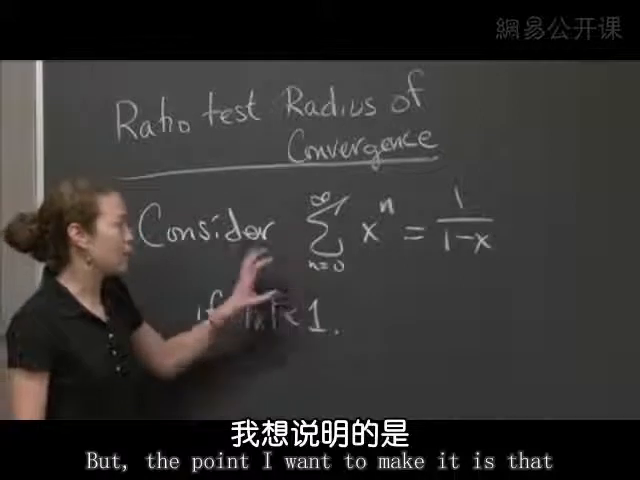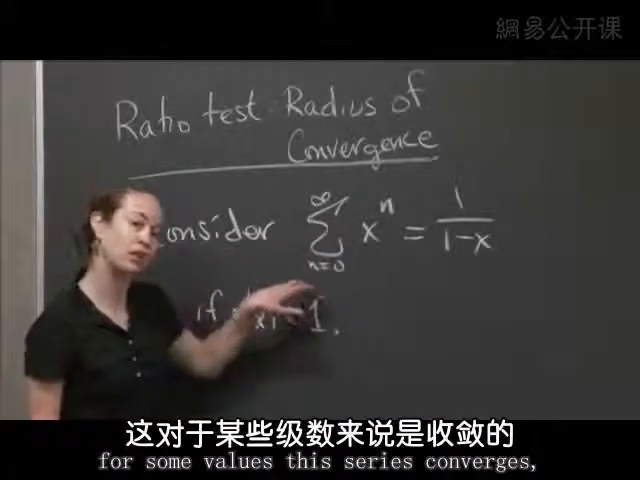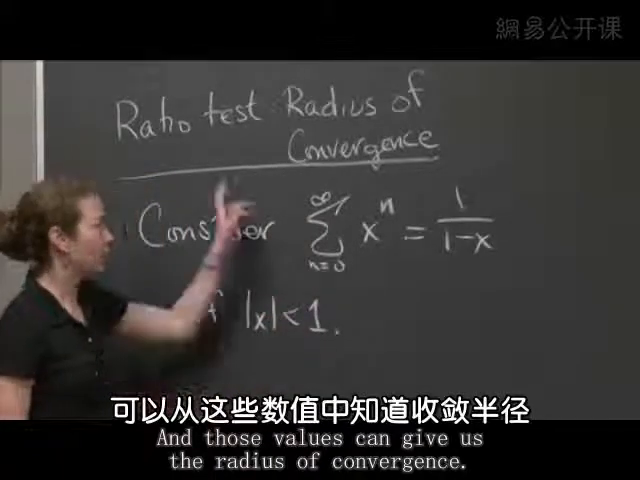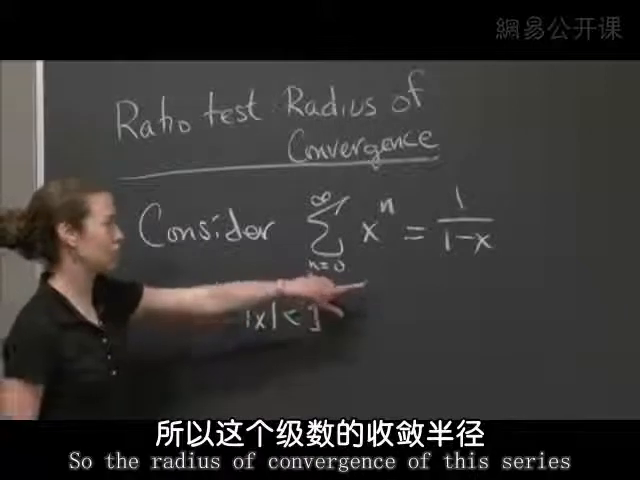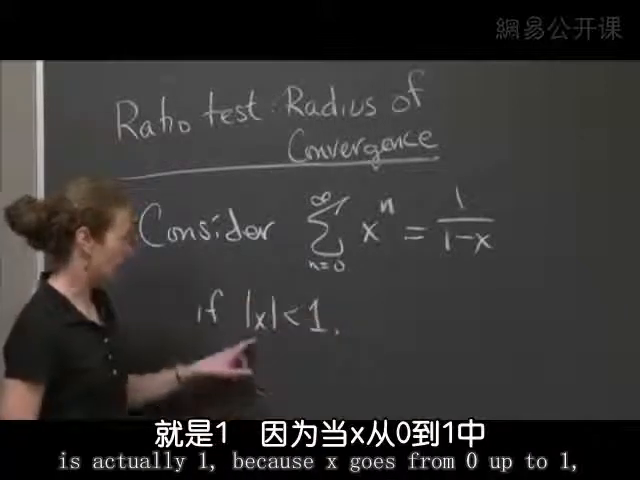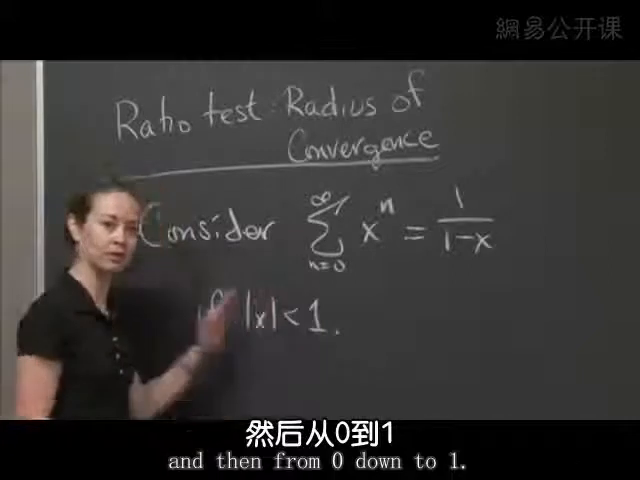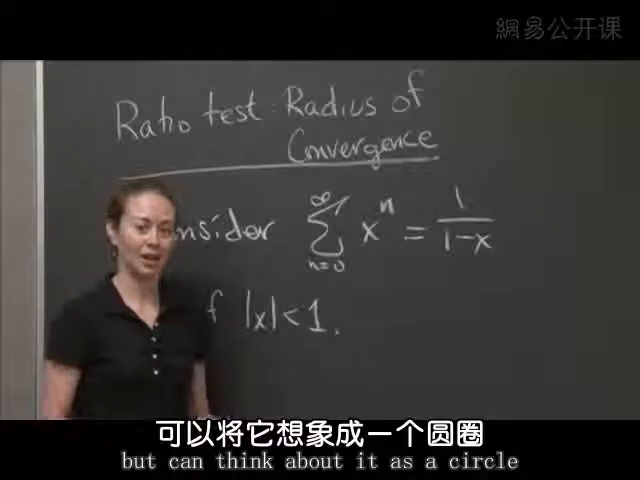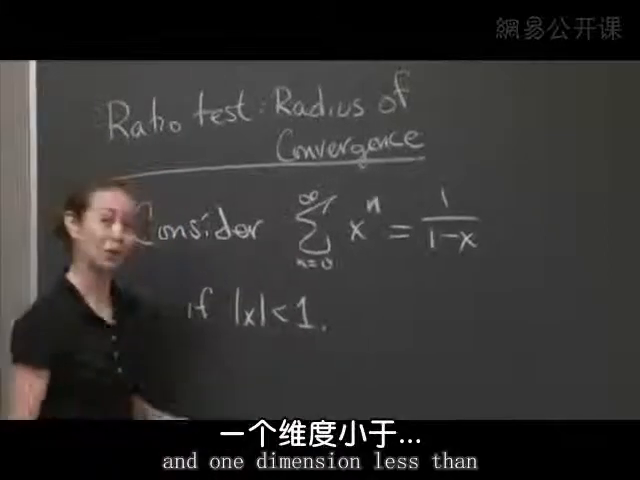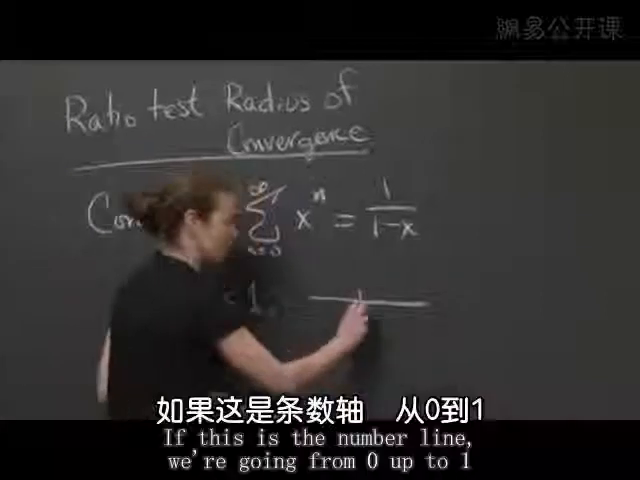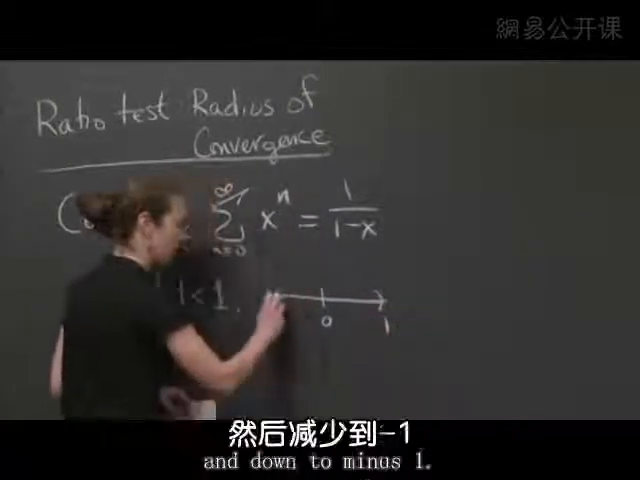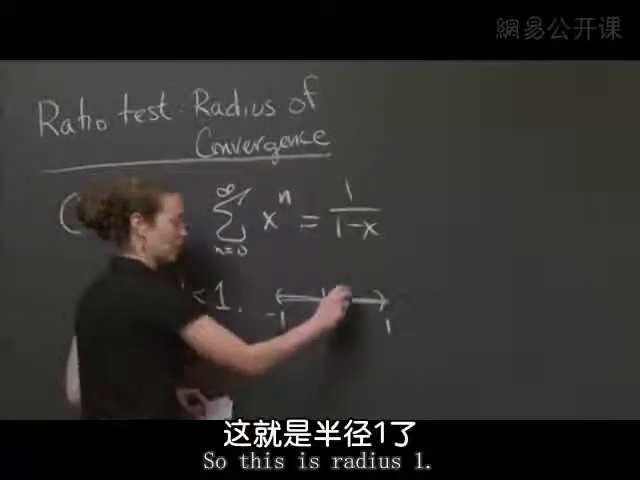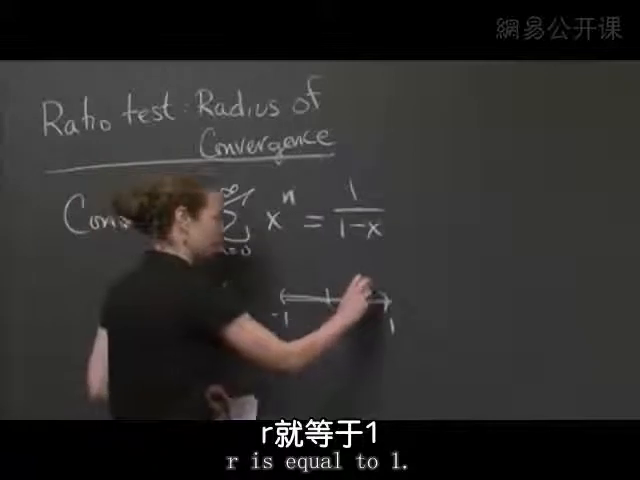But the point I want to make is that for some values, this series converges, and for some values, this series diverges. And those values can give us the radius of convergence. So the radius of convergence of this series is actually 1, because x goes from 0 up to 1 and then from 0 down to minus 1. Radius might be a confusing term, but you can think about it as a circle, in one dimension less than you usually think about it. If this is the number line, we're going from 0 up to 1 and down to minus 1. So you're going in one direction up to 1, and one direction down to minus 1. So this is radius 1. R is equal to 1.